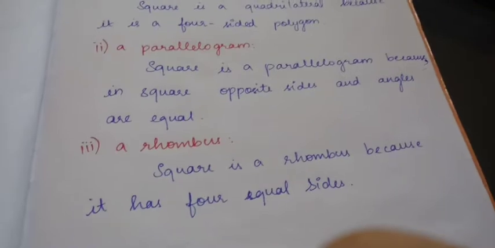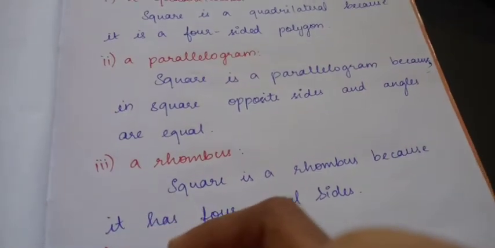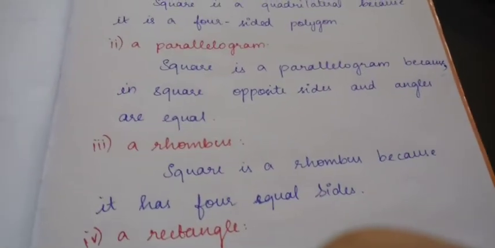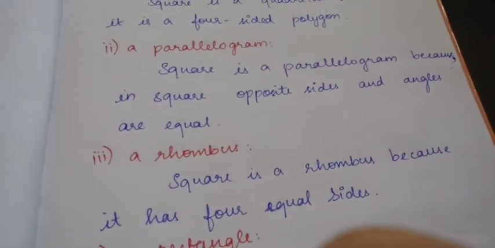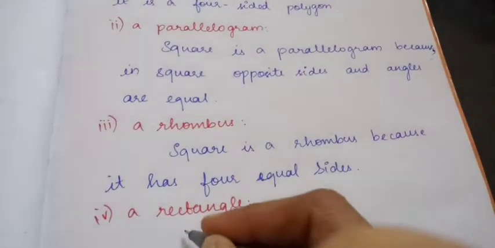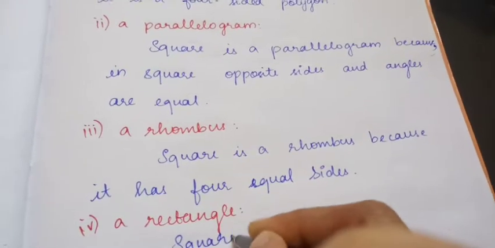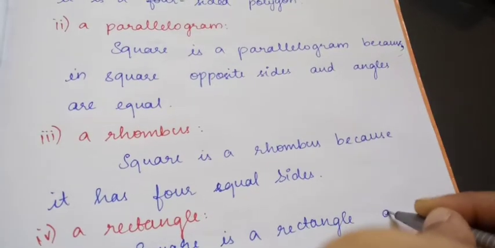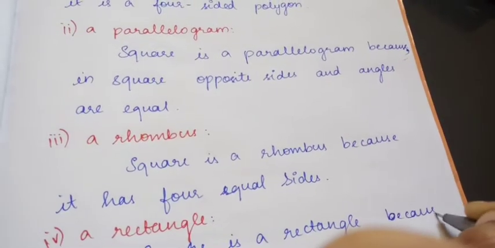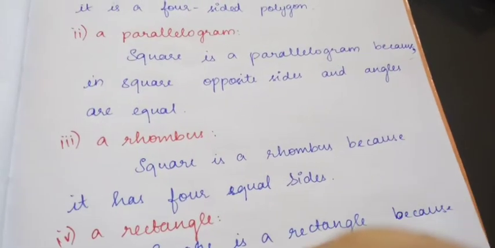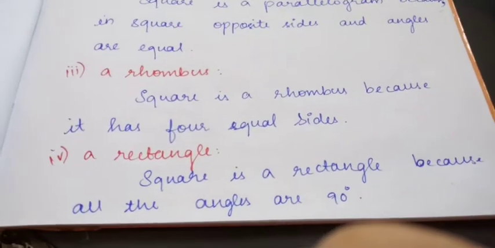Next, fourth subdivision is a rectangle. Whether square is a rectangle, children? Whether square is a rectangle? Yes, square is a rectangle because all the angles are 90 degrees. Square is a rectangle because all the angles are 90 degrees.